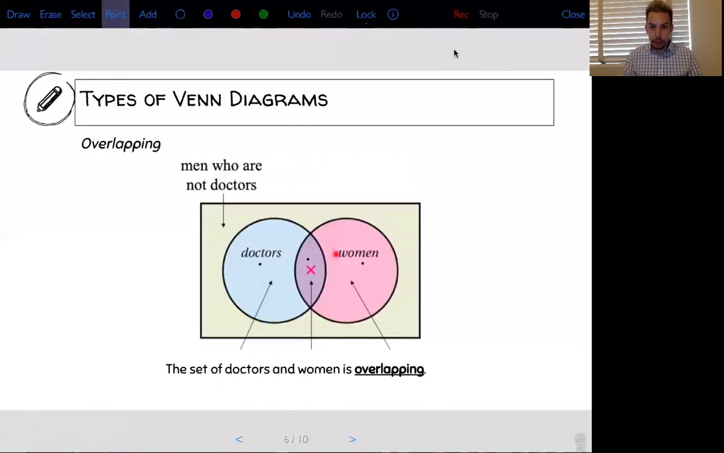This group over here in this circle, this is the women's circle, but notice that we're not inside of the doctor circle. If we want to describe this, we would say this is the group of women who are not doctors. And then lastly, we have this region on the very far outside, which I've gone ahead and labeled. If you are outside of both of these circles, you're not a doctor, you're not a woman. And so we mention this as men who are not doctors.